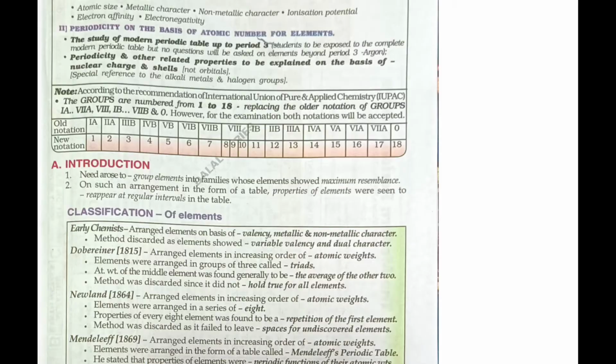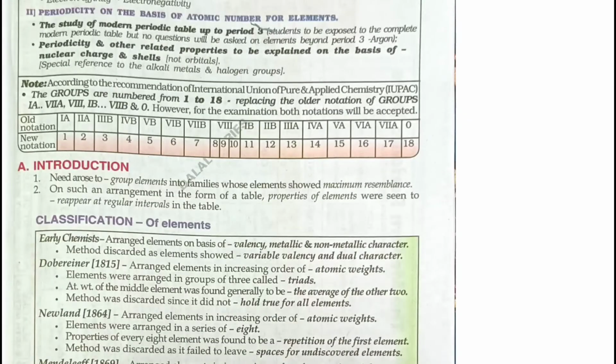Why we need periodic table. So the need arose to group elements into families whose elements show maximum resemblance. Second, on such an arrangement in the form of a table, properties of elements were seen to reappear at a regular interval in the table. So that is why we need a periodic table.